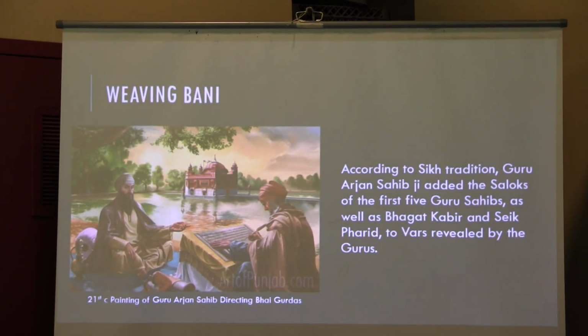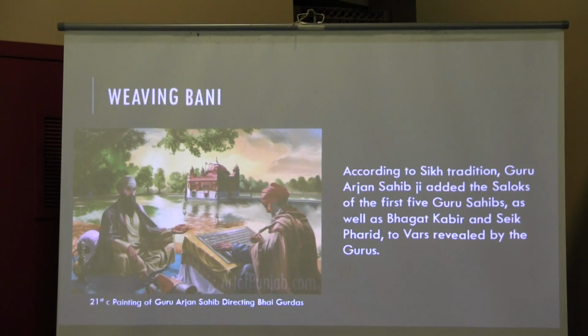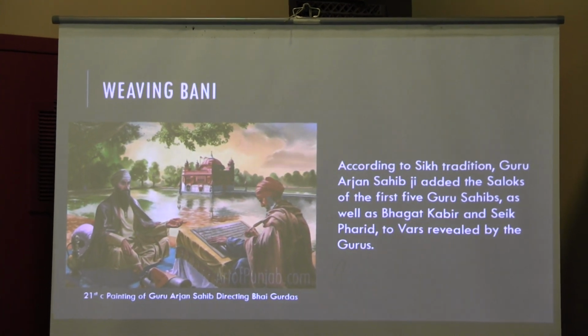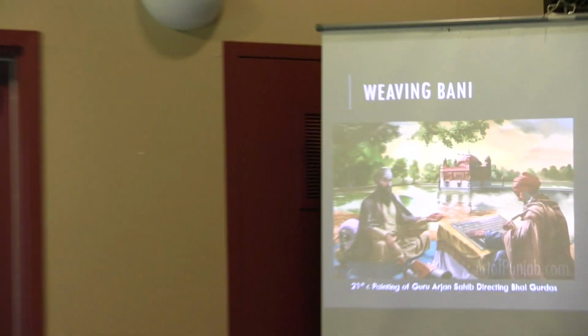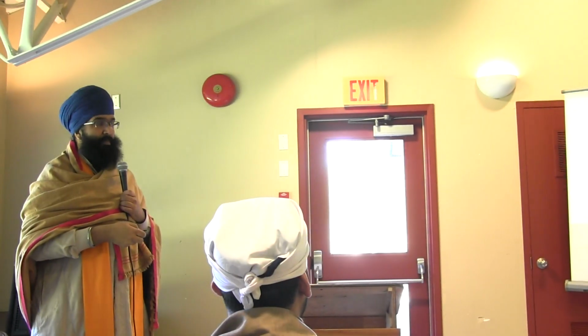This is a contemporary painting of Guru Arjan Sahib Ji dictating Guru Granth Sahib Ji to Bhai Gurdas Ji. Which happened actually not on the banks of Amritsar Sarovar, it happened on the banks of Ramsar. If anyone's been to Amritsar, Ramsar is another Sarovar in Amritsar. But anyways, Guru Arjan Sahib Ji took the sloks of the early Gurus. So the early Gurus revealed a whole bunch of sloks. Guruji took those sloks and he added them to each of these pauris to make up a vaar.